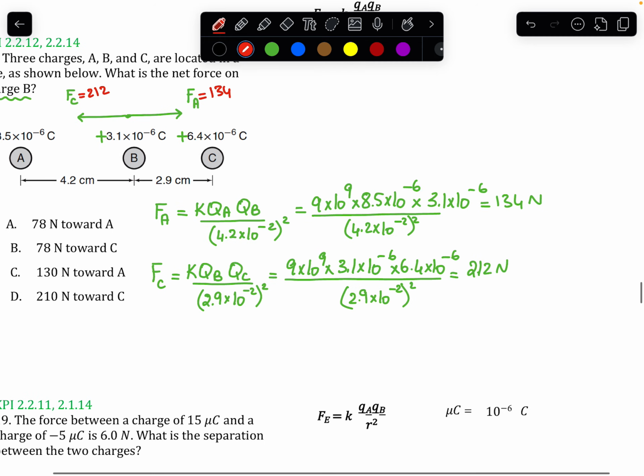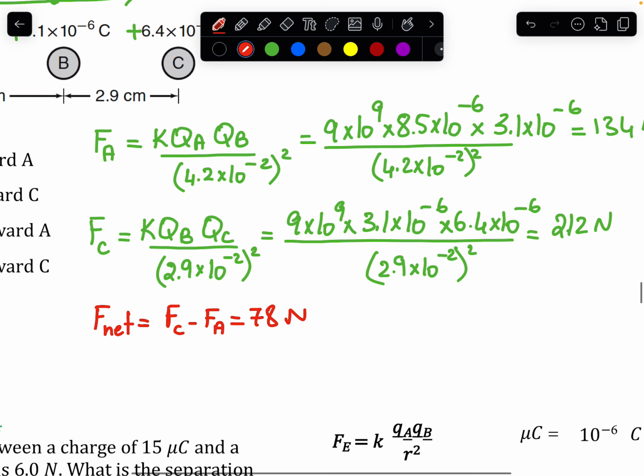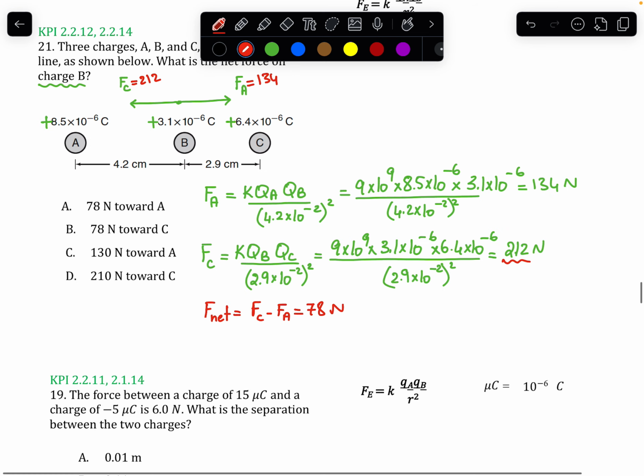Basically, because they are in opposite directions, the net force is the difference. So FC minus FA will give me 78, and the larger is the 212. This means it is toward A in this direction. So F net is 78 Newton toward A.